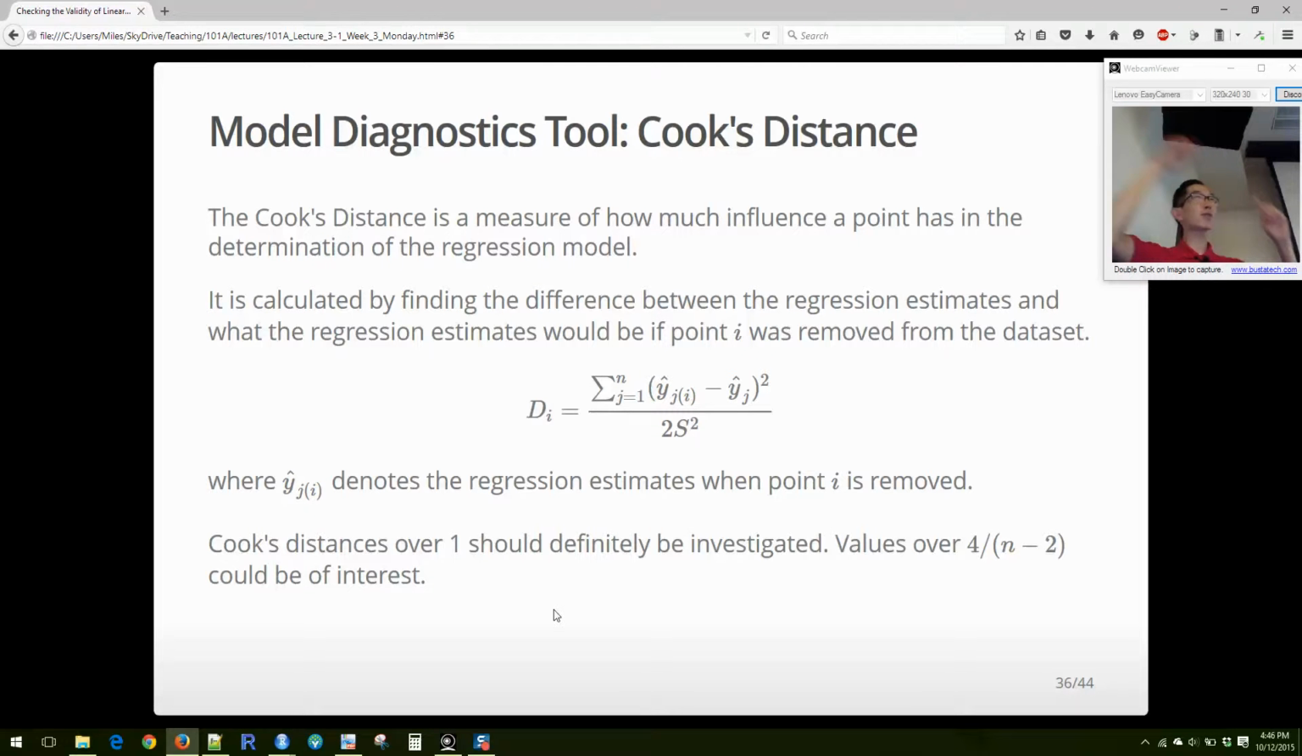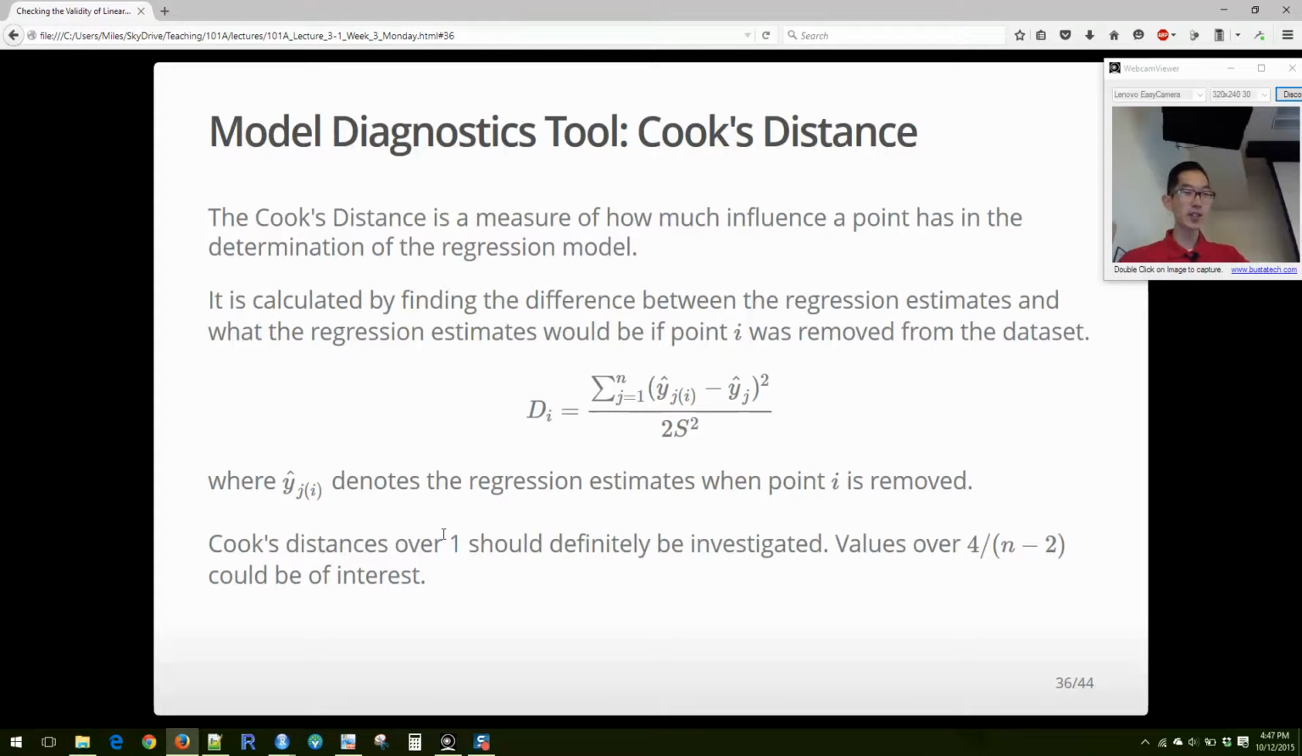And you ask, what's the difference between this line where I had the point in and the line where I took that point out and made it based on the other 9 points? That's the difference between y hat j with i in parentheses, meaning we removed point i, and y hat j. You take that difference, square them, add them all up, and then divide by twice the estimated variance, and that gives you Cook's distance. This is a complicated formula that I wouldn't stress too much about, because normally we just ask R, hey, what's the Cook's distance on these things?